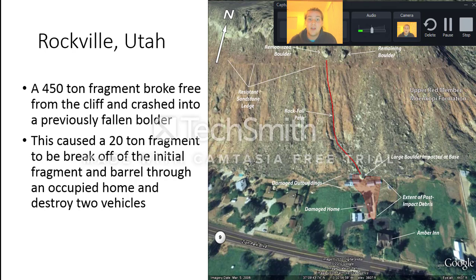Now, this 20-ton fragment that I'm speaking of, after it broke free from the larger mass, barreled through an occupied home and flattened 2 vehicles in its path. Thankfully, no one was injured in this particular event, but there have been numerous fatal rock falling incidents throughout history, and they're not to be taken lightly.